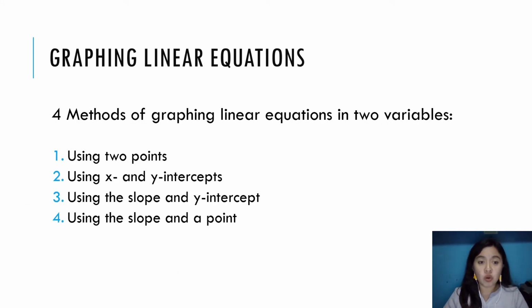So before we go to graphing systems of linear equations, let's have a review of graphing linear equations. As we have learned in our previous module, there are 4 methods of graphing linear equations in two variables. The first one is using 2 points. So we use a table of values: we assign a value to one variable, let's say x, and using that value we find the value of the y variable.